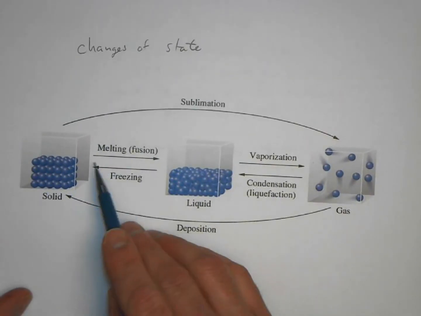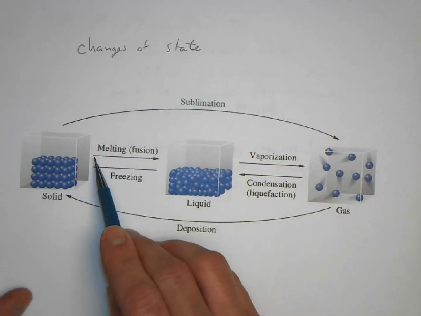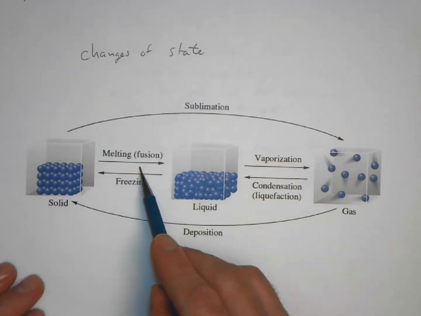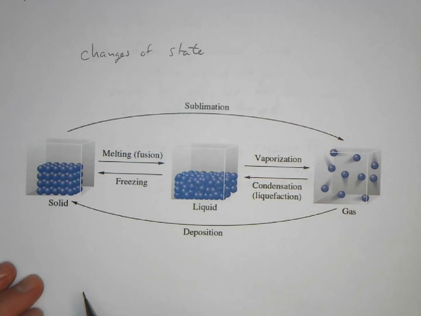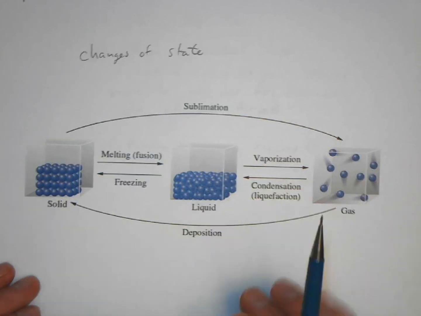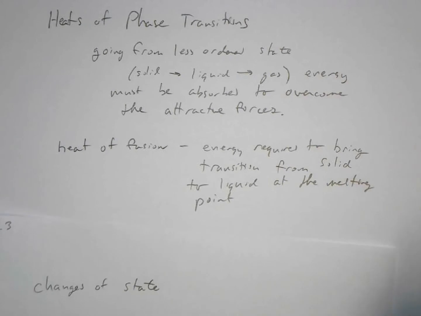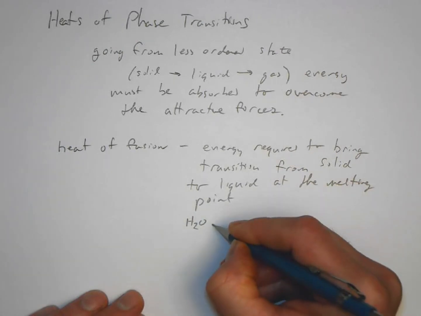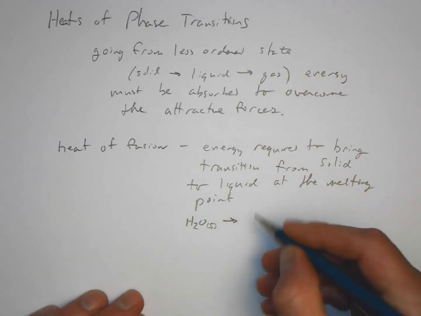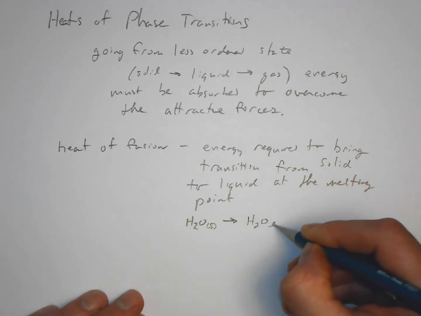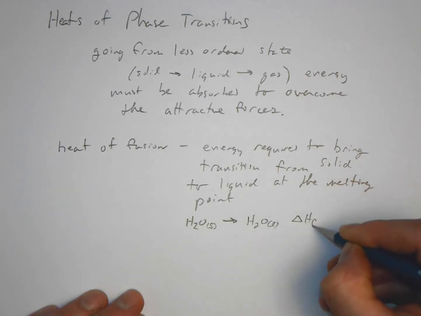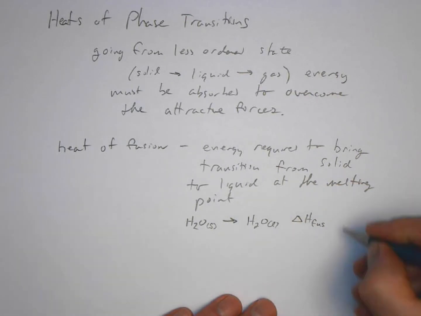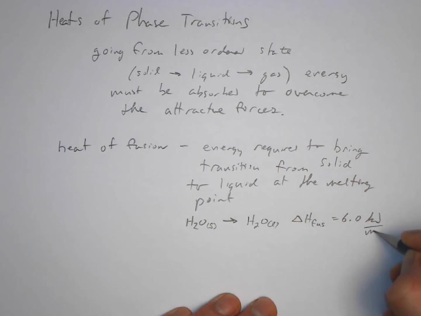This is figure 11.3 again. Note that we don't call it heat of melting, we call it heat of fusion. Fusion is just another way of talking about going from a solid to a liquid. That's where the heat of fusion comes from. So heat of fusion, solid to liquid, it's that energy that's required. Just to give you an idea of the magnitude of the energy, to go from ice water, solid, to liquid water, the delta H of fusion is 6 kilojoules per mole.